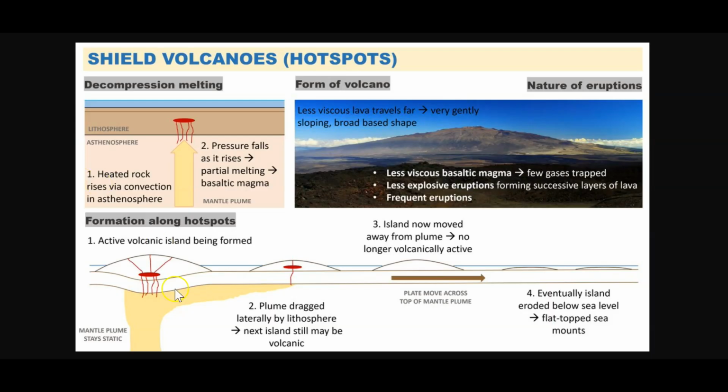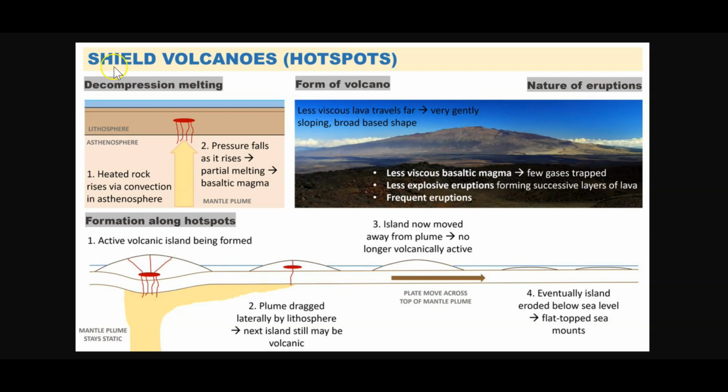Now let's think a little bit again about the nature of the eruption here, because as we discovered last time, this is going to produce basaltic magma, and if you remember, the basaltic magma is less viscous, fewer gases are trapped, so it tends to be less explosive eruptions, and you get your different layers of lava, and you tend to get very frequent eruptions. And because it's less viscous, it's going to travel really, really far, which gives you this really gently sloping shield shape. So the slope here at Mauna Loa is about 12 degrees.